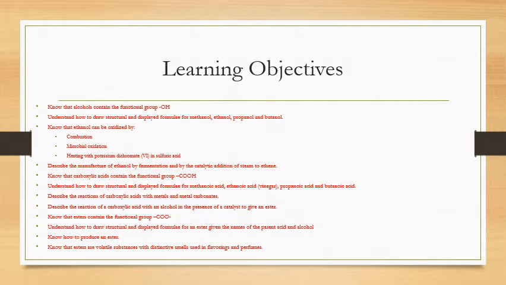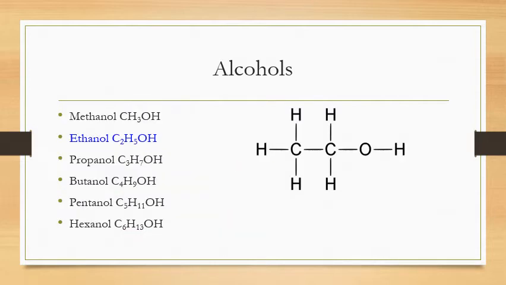So you'll have to know the functional groups for each of those, the reactions of each of those, the manufacture of each of those, and what they are used for. So the first group of organic molecules we're going to look at is the alcohols. And here they are here.